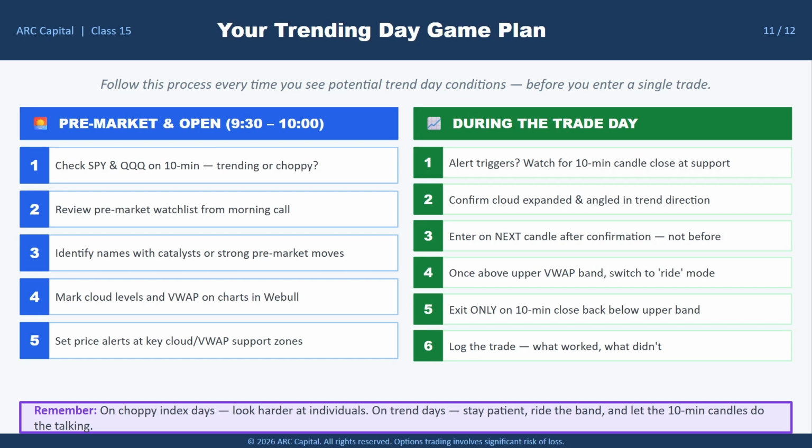You already have your full size, and you're just managing. 5, exit only on a 10-minute close back below the upper band, and back above the lower band on bearish trendy days. And then 6, log the trade, what worked, what didn't. Remember, on choppy index days, look harder at individuals. On trend days, stay patient, ride the band, and let the 10-minute candles do the talking, right? If you don't see it pulling back to the cloud, if you don't see it showing any sort of weakness or rejection at the top, you might as well still hold, right?